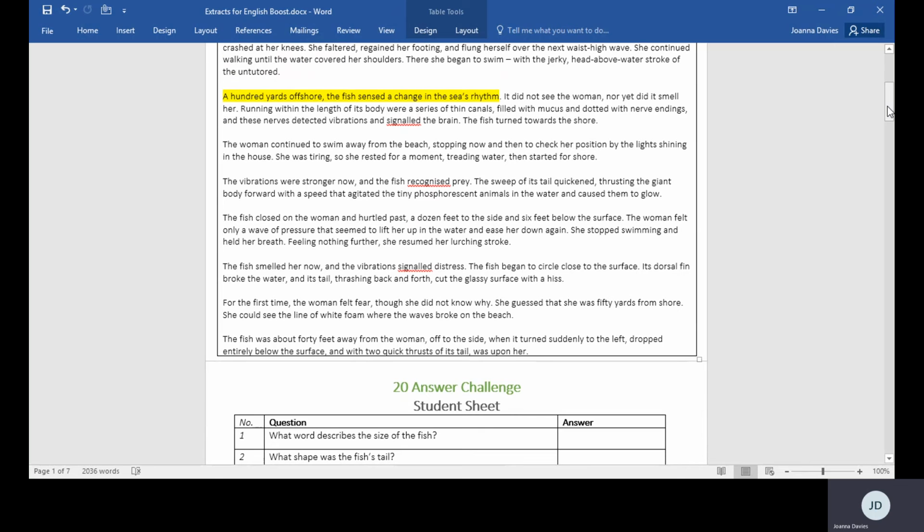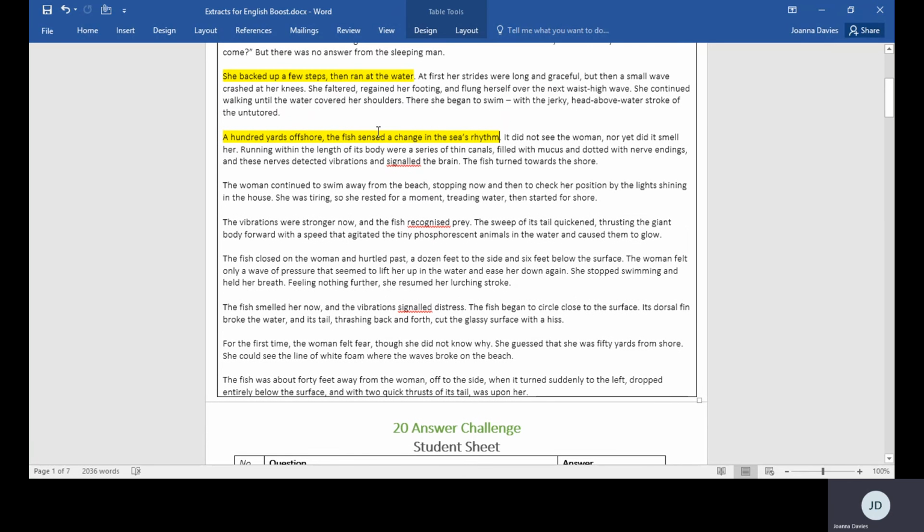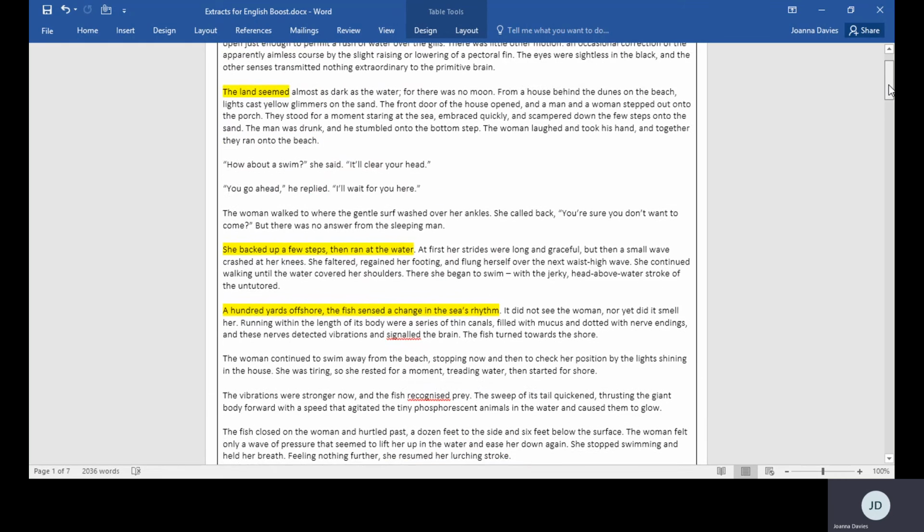And then we move to the woman, and we know from earlier in the text that the writer said she was swimming untutored. She's not a great swimmer. She's not a fast swimmer, a strong swimmer. Compared to our fish who can suddenly move and move quickly. Then we continue to switch between woman and shark and then back to the woman. And then as the text ends, two quick thrusts of the tail, the shark was upon her, and we know that she has been consumed by the shark.